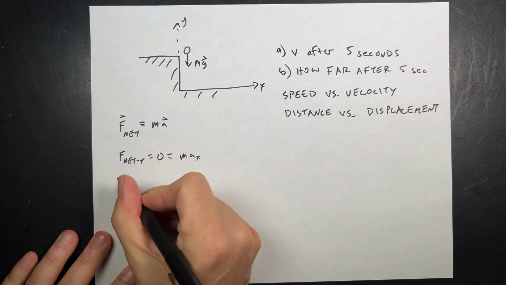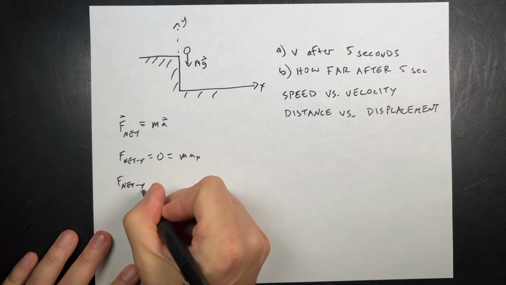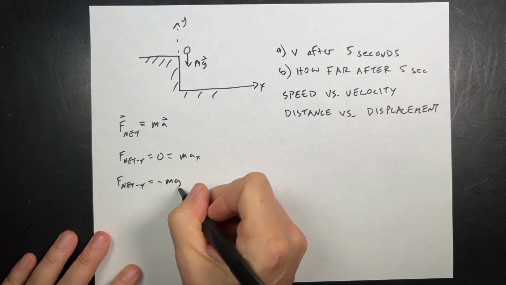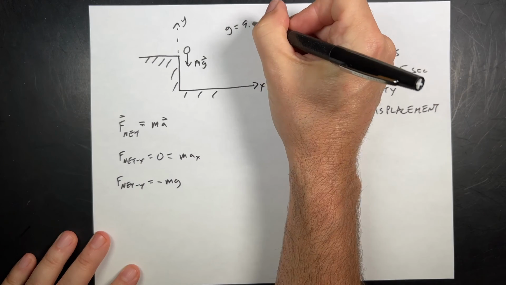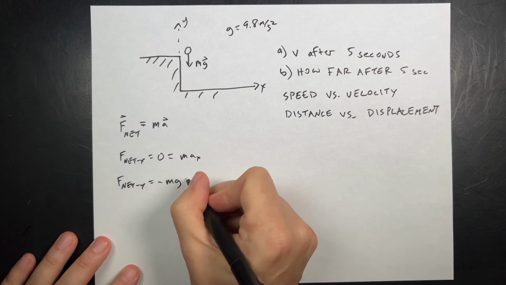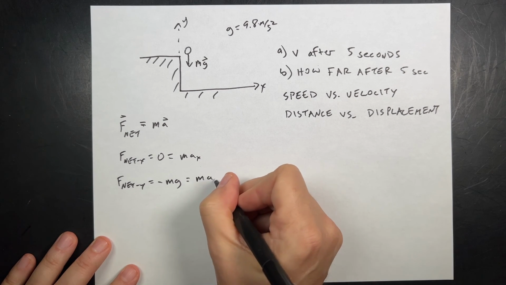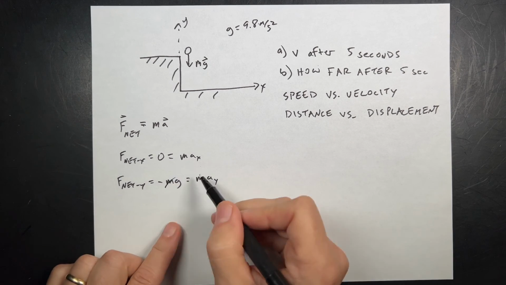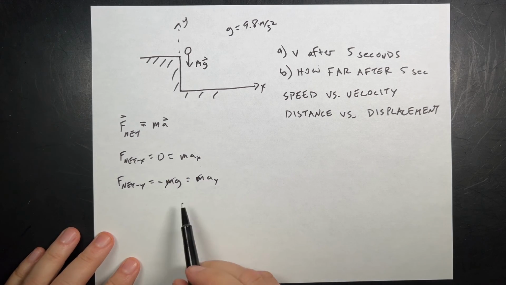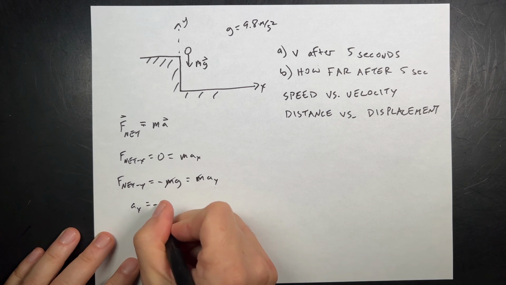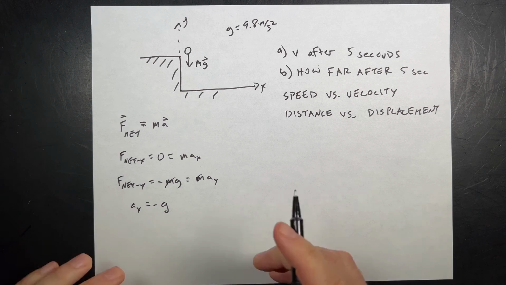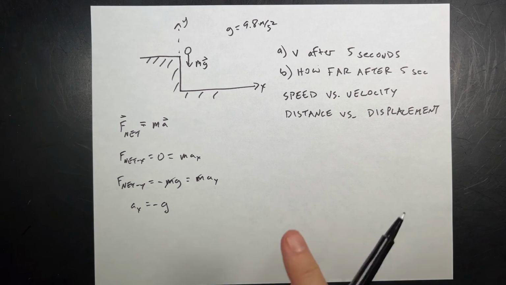And then I can write it in the y direction. F net in the y direction is equal to the force in the y direction, which is going to be negative mg. And remember, g is the constant, 9.8 meters per second squared. And that's going to be equal to mass times acceleration in the y direction. So you see here the mass cancels. We don't need the mass. They don't give the mass. But I do get the acceleration in the y direction. a_y is negative g.